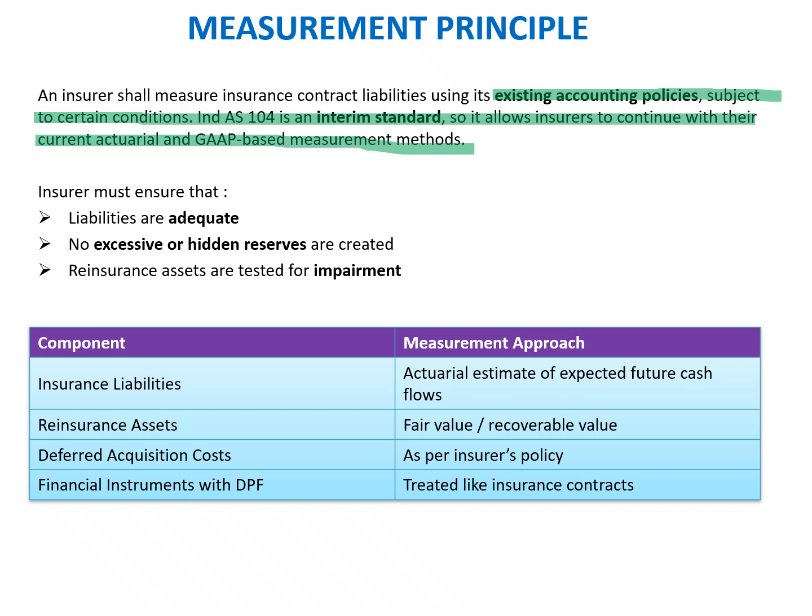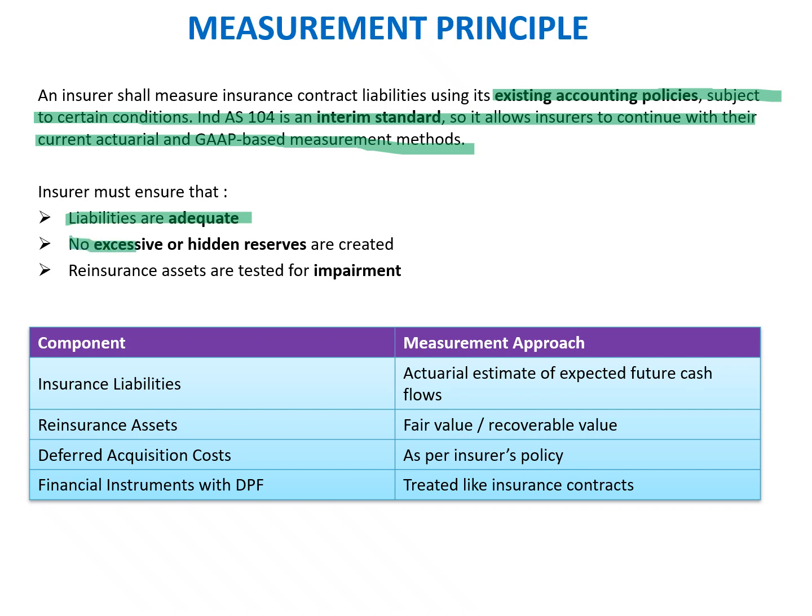As of now, Ind AS 117 has not been finally notified by IRDA, and hence the insurance companies are still using Ind AS 104 for the measurement principle and for their presentation and disclosures, and they are following the principles of the GAAP-based measurement method. Even though it is being measured at the GAAP-based method, the most important point that needs to be taken care of is that the insurer must ensure that liabilities are adequate, which means the liability should not be less than the expected claim that needs to be settled.